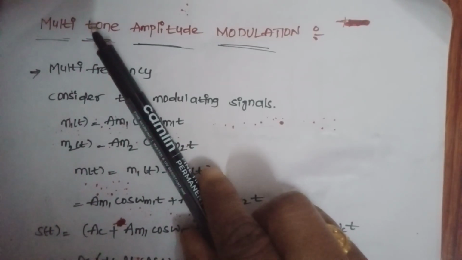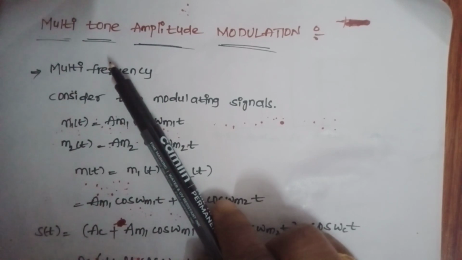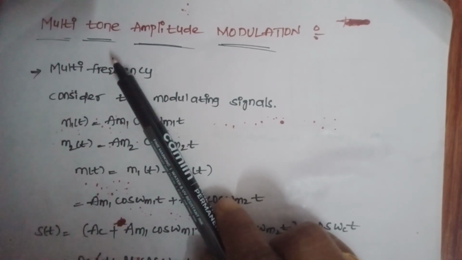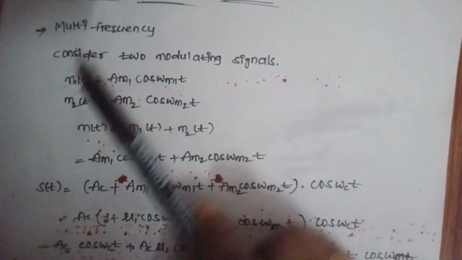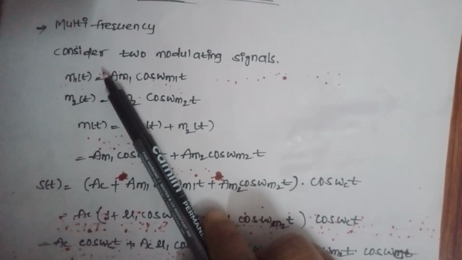Our next topic is multitone amplitude modulation. Here you consider multi-frequency signals. That means here we consider more than one modulating signal. Here we consider the two modulating signals, that is m1(t) and m2(t).